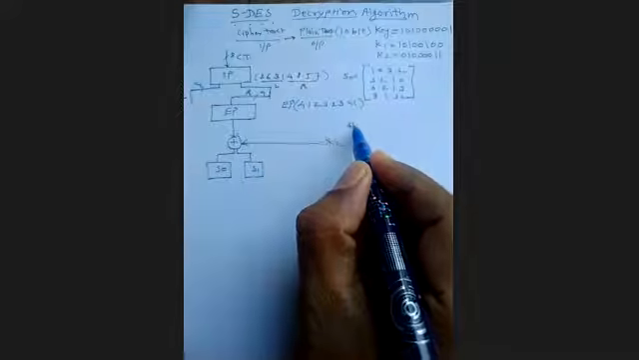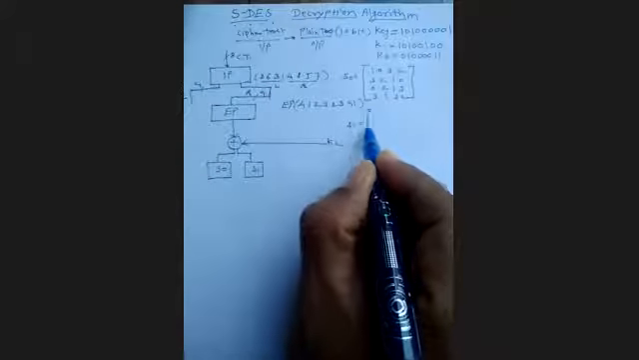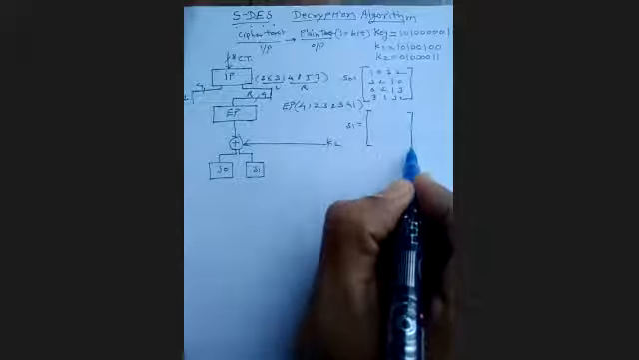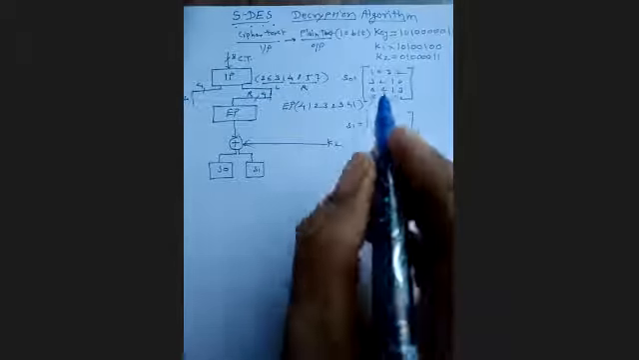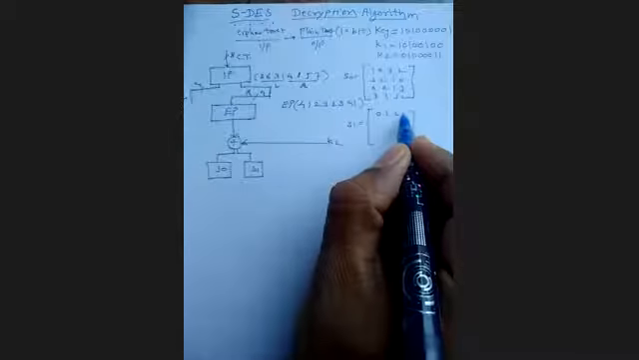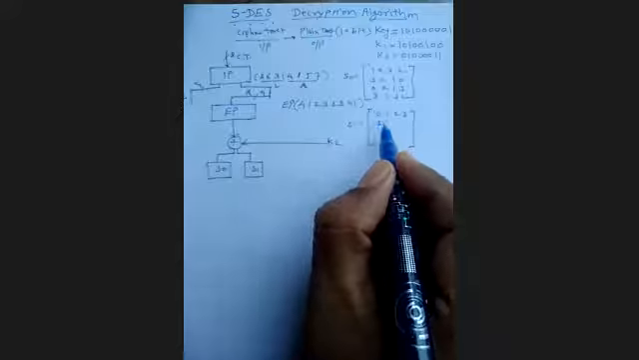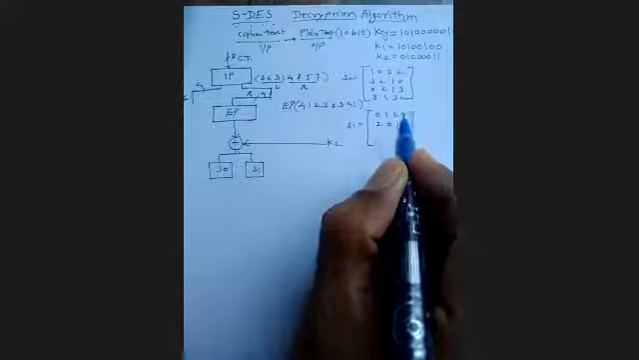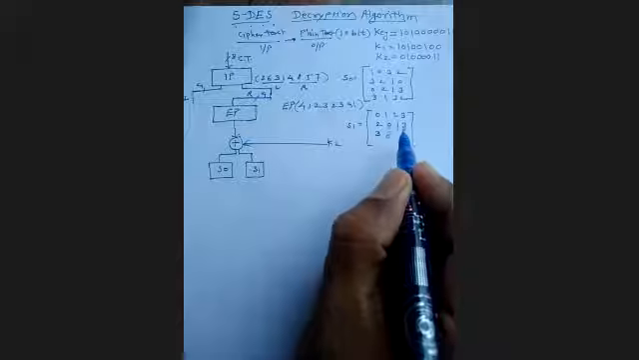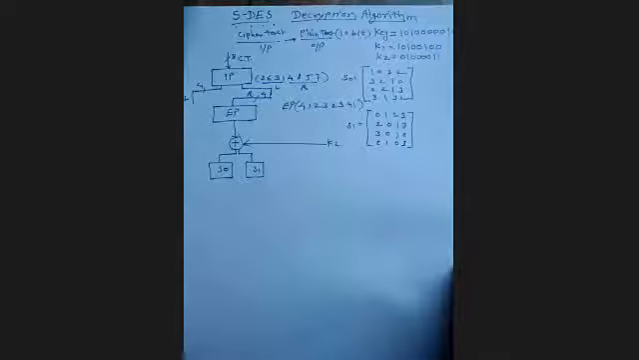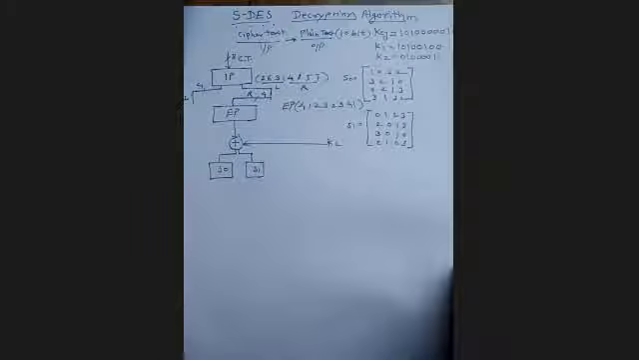And what is the value of S1 then? Let me write S1. In S1, what are the values? 0, 1, 2, 3, that is my first row. The second row is 2, 0, 1, 3. The third row is 3, 0, 1, 0, and then 2, 1, 0, 3. So this is my S0, S1. How you can use these matrices to perform calculation on your 4-bit code, I am going to explain to you.